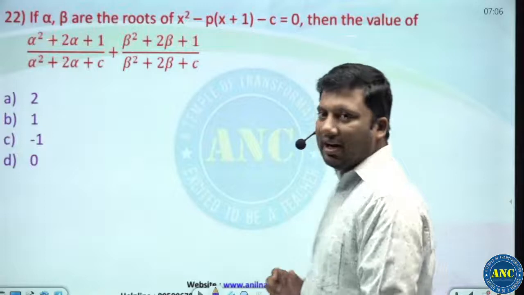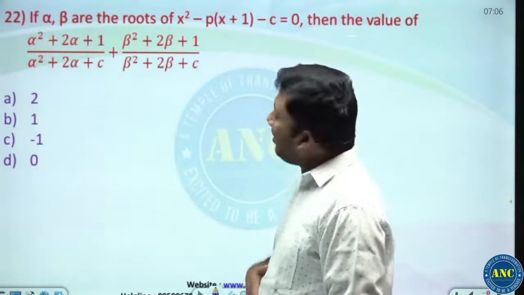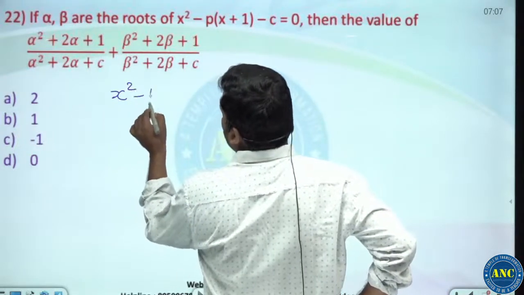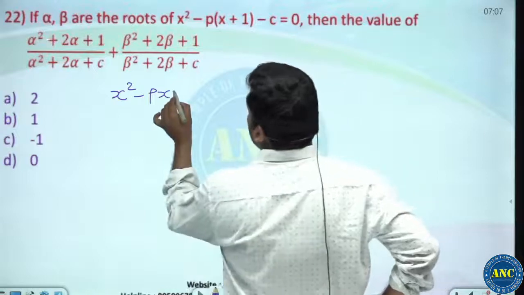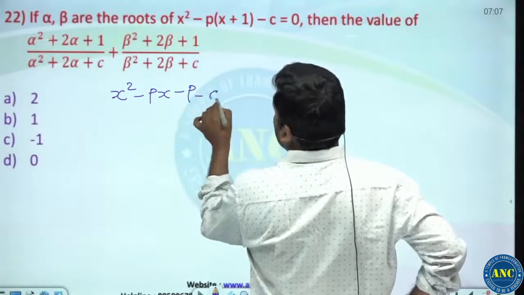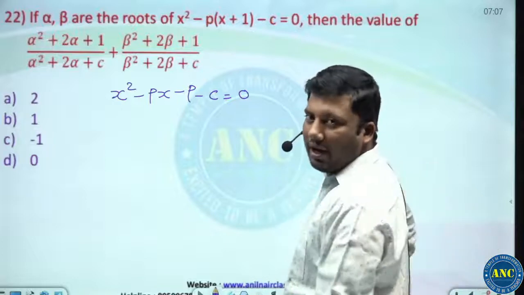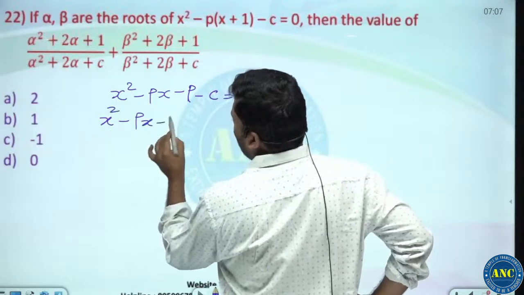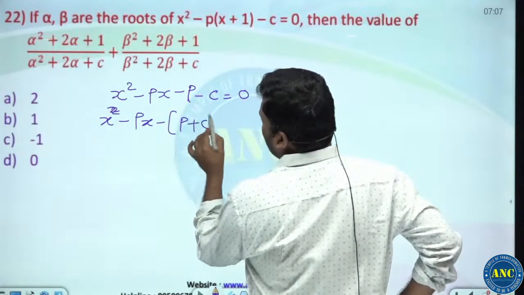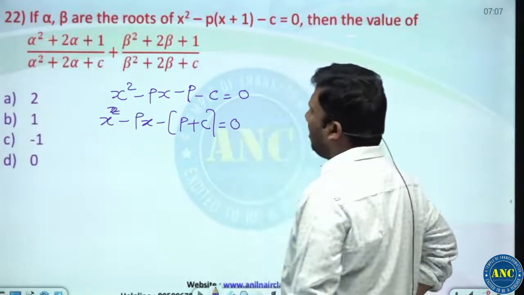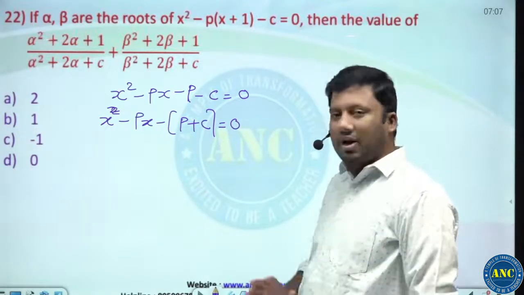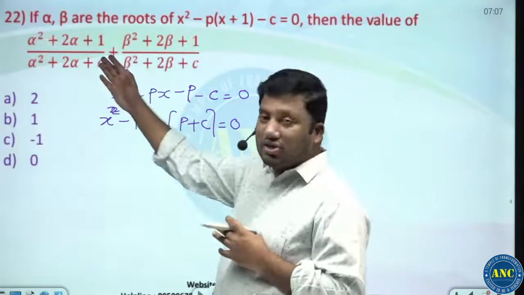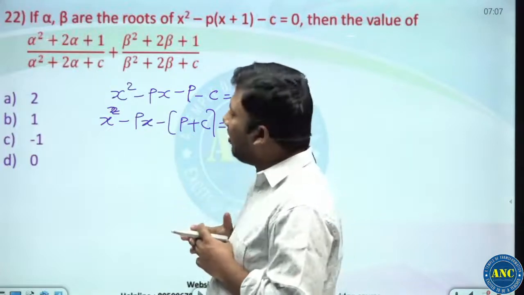22nd, again an exam model question. Read the question. If alpha, beta are the roots of the equation x square minus px minus p minus c is equivalent to 0, so x square minus px minus of p plus c is equivalent to 0. Now, what is the question that he is asking? Find the value of alpha square plus 2 alpha plus 1, which is alpha plus 1 whole square.